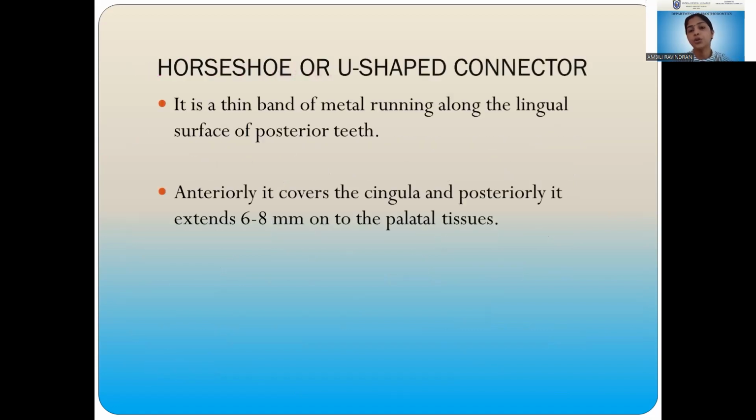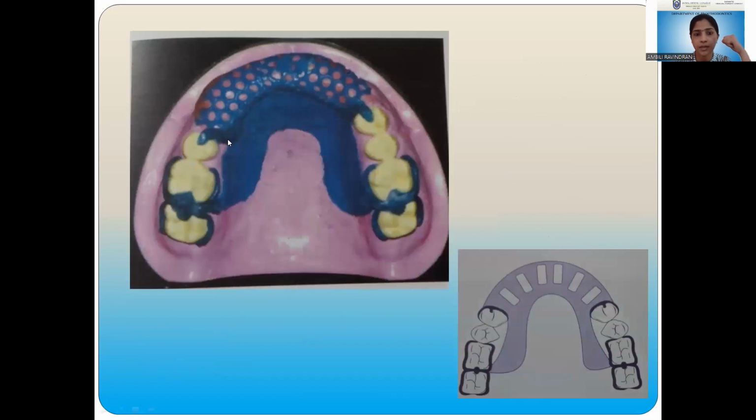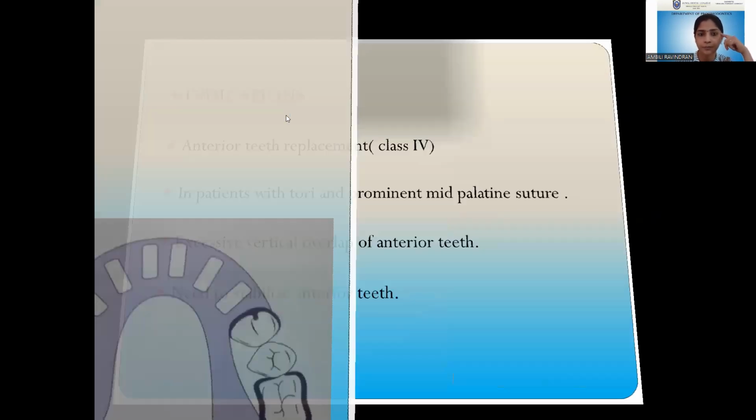Coming to the horseshoe or U-shaped connector, it is a thin band of metal that runs along the lingual surface of the posterior teeth. Anteriorly, it covers the cingulum and posteriorly extends 6 to 8 mm onto the palatal tissue. So this is the palatal strap, which will run up to the cingulum in the anterior region, and it extends 6 to 8 mm to the palatal surface.